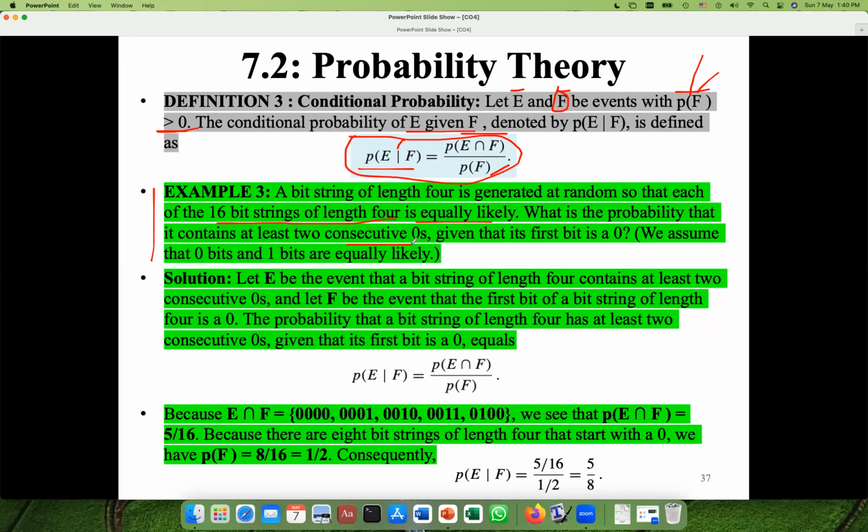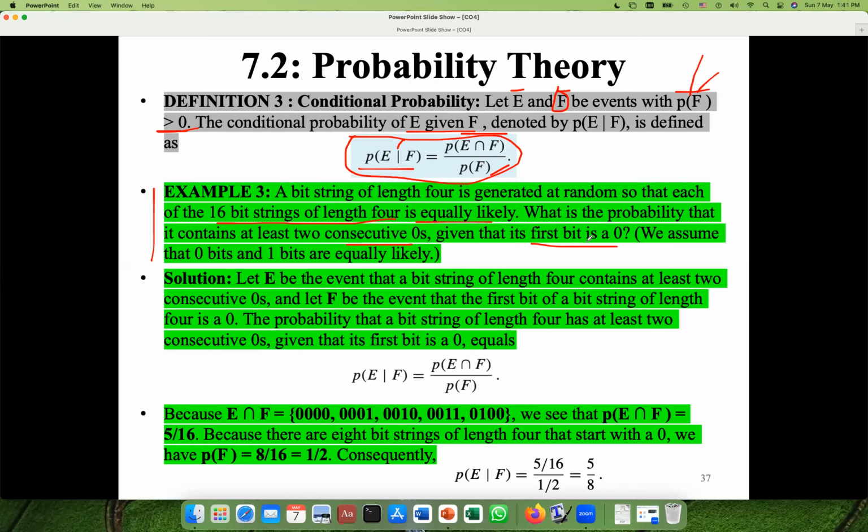Consecutive, musalsal. So consecutive zeros means 0 with 0. In each 4-bit string, 0 will come with the 0. What is the probability that it will contain at least 2 consecutive zeros, given that its first bit is 0? This is given. This is F. Whatever is given to you, that would be F. And the 2 consecutive zeros, whose probability I have to find, is E.